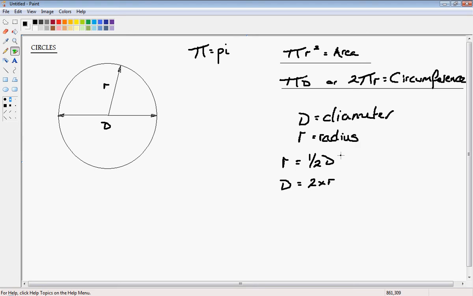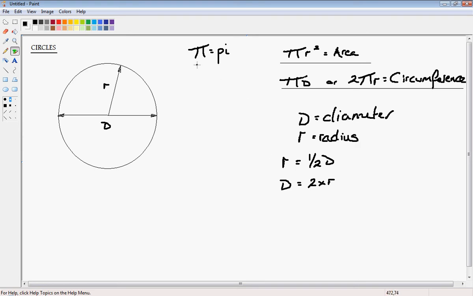The reason I tell you this is because in some questions, inevitably what they'll do is, if you want the diameter, they'll give you the radius, and if you want the radius, they'll give you the diameter. So you need to know that the radius is half of the diameter, and that the diameter is twice the radius. Okay, I know that seems like a lot to take in, but it is necessary that you know.